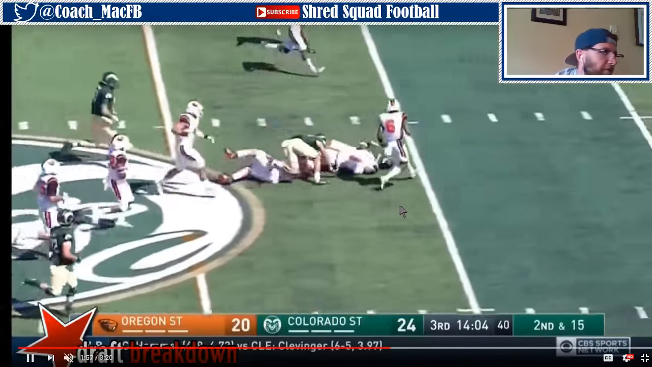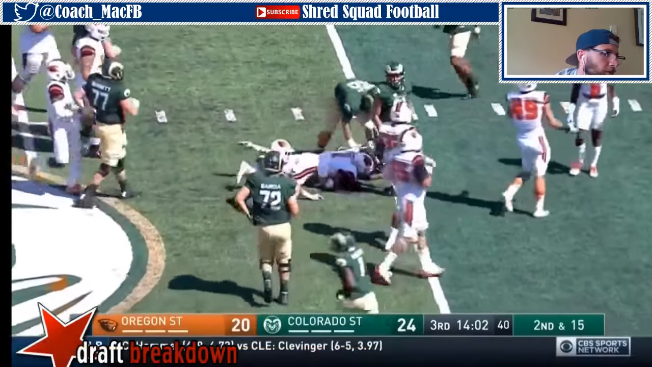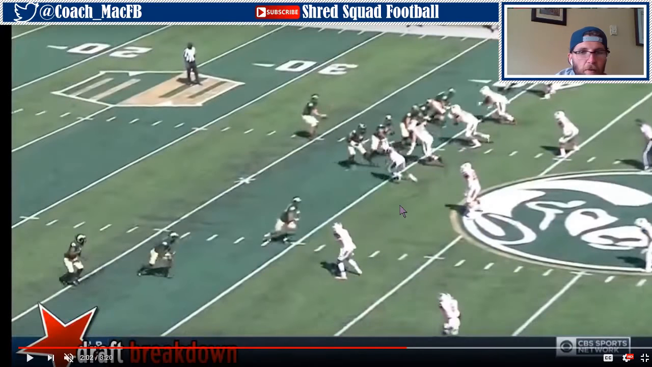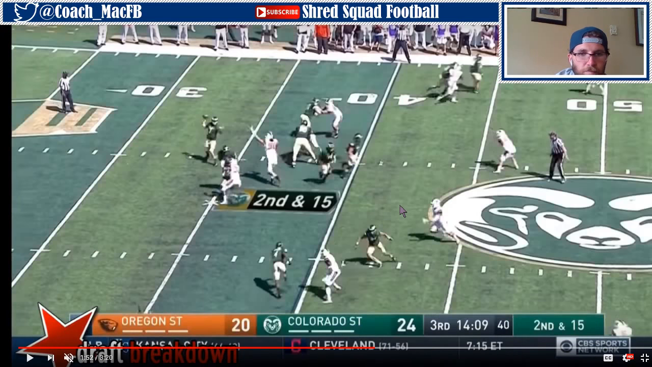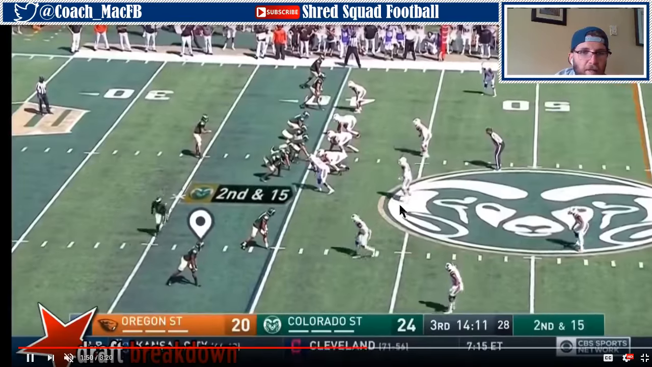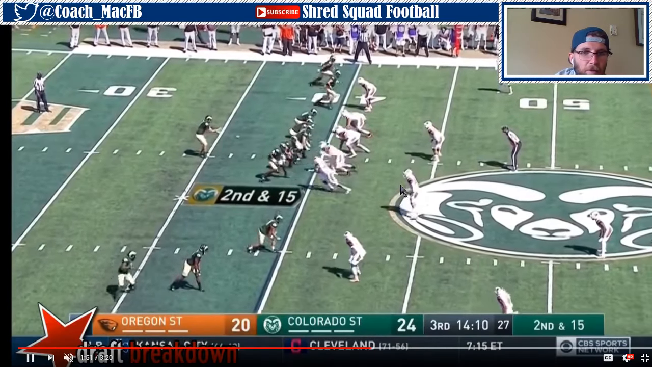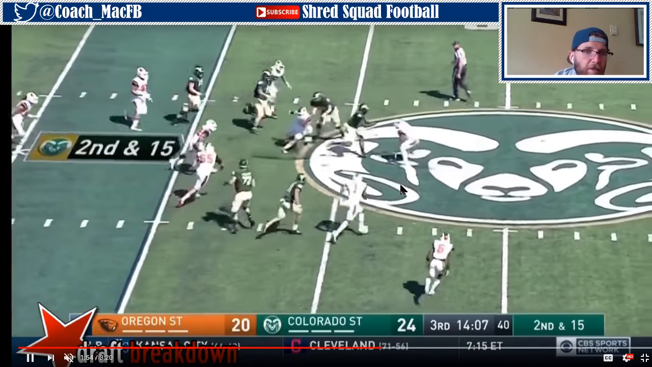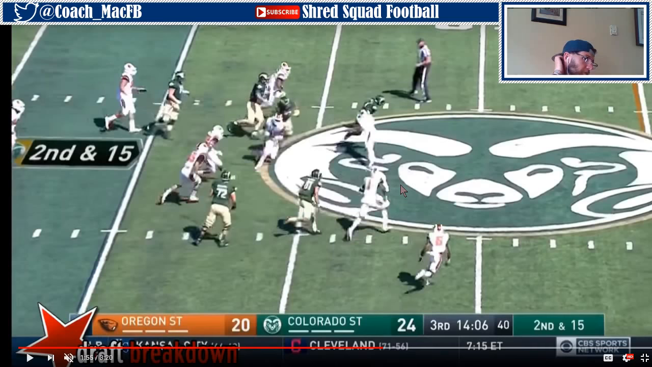Now, if it was cover 2, that would mean this guy in the middle would stay in the middle, right in between the hashes, but he didn't. He widened. You see what I mean? So that's why it changes. Your ball carrier path changes according to the coverage. Yeah, exactly. So you've got to know the coverage.